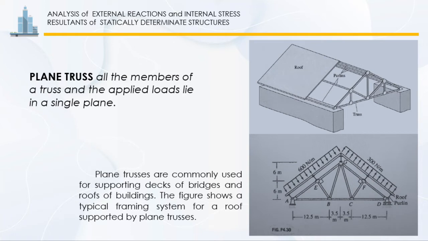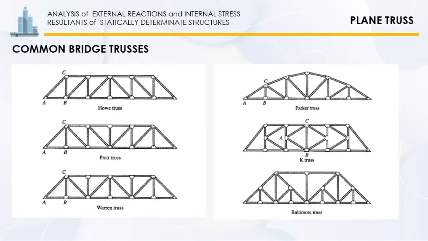The roof is attached to the purlins, which transmit the roof load as well as their own weight to the supporting trusses at the joints. Because these applied loadings act on each truss in its own plane, the truss can be treated as plain trusses. Here are some of the most common types of bridge truss.